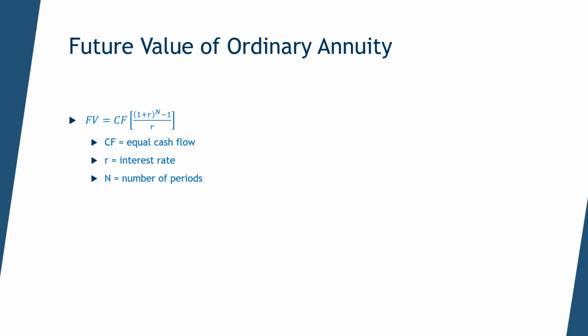R, of course, is the interest rate. N is the number of periods. And this factor towards the far right here, this is our annuity factor. And I like to calculate that first and then multiply that by the cash flow.